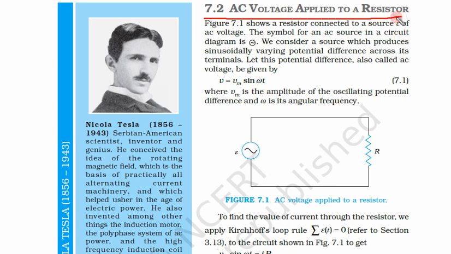So, AC voltage applied to a resistor. Again we have seen this symbol is the symbol for an AC current source, and we know that the potential difference, also called AC voltage, is given by V is equal to Vm sin omega t. If you remember, how did we do this? x is equal to A sin omega t. So this was the wave.